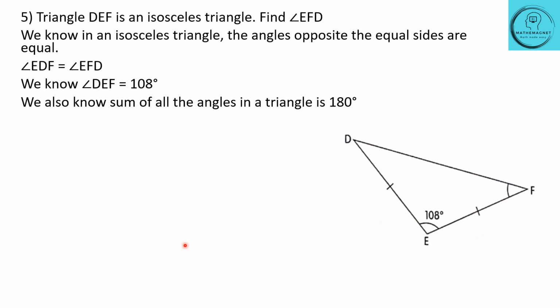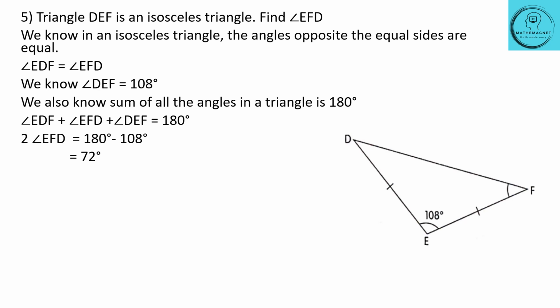The sum of all angles in a triangle is 180. EDF plus EFD plus DEF is equal to 180 degrees. Since angle EDF is equal to angle EFD, we can write 2 times angle EFD is equal to 180 minus 108. We are replacing the values in this equation. That is equal to 72 degrees. So EFD can be calculated by dividing 72 by 2, which is equal to 36 degrees. So we found the unknown angle EFD as 36 degrees.